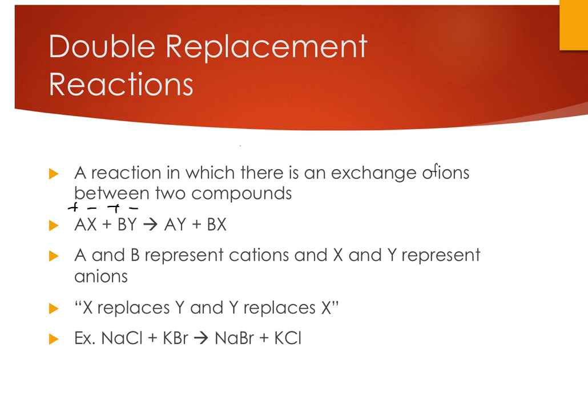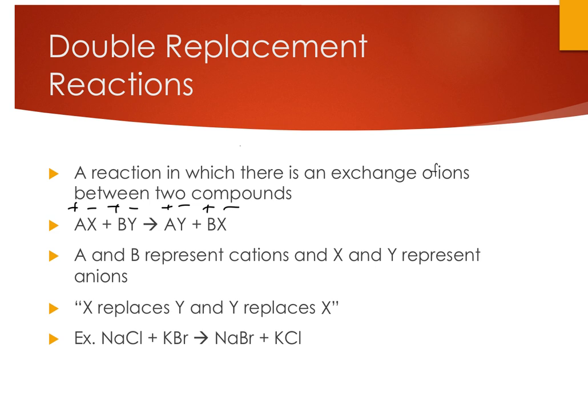So when they hook back up, you have to have a positive with a negative. So over here, you have A, which was positive, and you have Y, which was negative, B, which was positive, and X, which is negative. A and B represent your cations, or your positive ions, and X and Y represent your anions, or your negative ions. So you can see that X replaced Y, and Y replaces X. I really think that's supposed to be X replaces Y, and B replaces A. But you understand the drift.